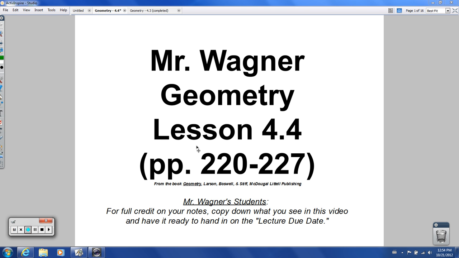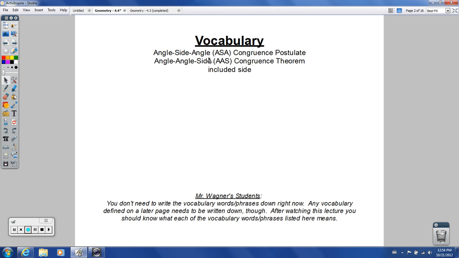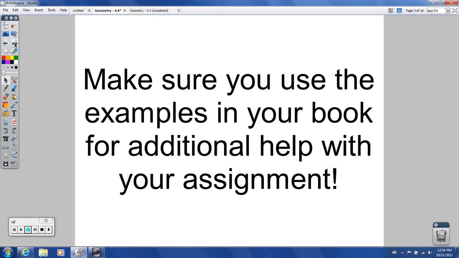It can be found on these pages. And here's your new vocab for this lesson. Make sure you understand those terms, those theorems, those postulates by the end. And here again is a reminder to use extra examples in your books when you are working on your assignment or the problems that are assigned from there.